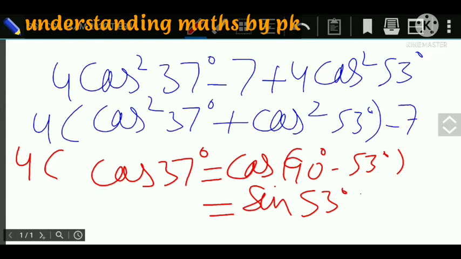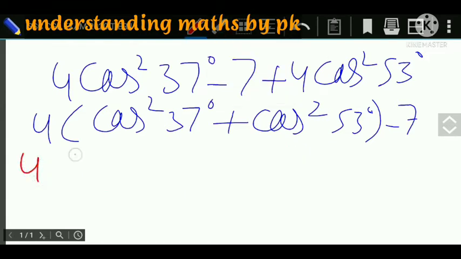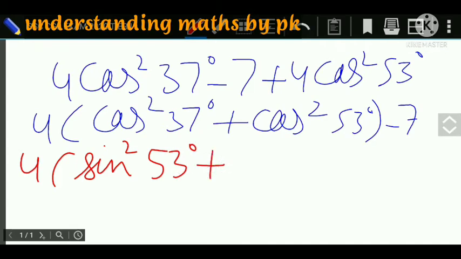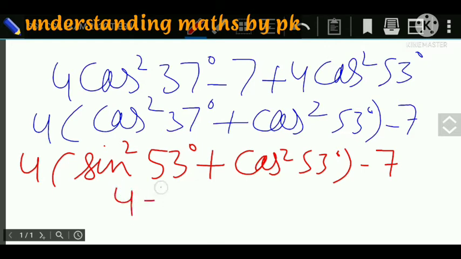So here we can write 4 into sine square 53 degree plus cos square 53 degree as it is minus 7. Now we are knowing that sin square theta plus cos square theta is equal to 1. So 4 into 1, 4. 4 minus 7 equal to minus 3. So the value for the second part comes minus 3.